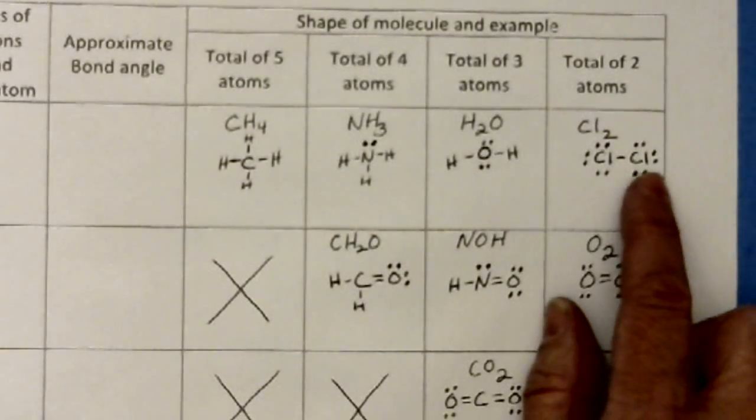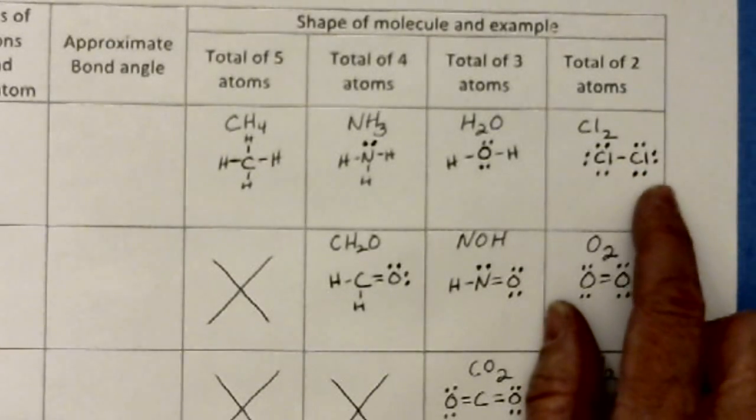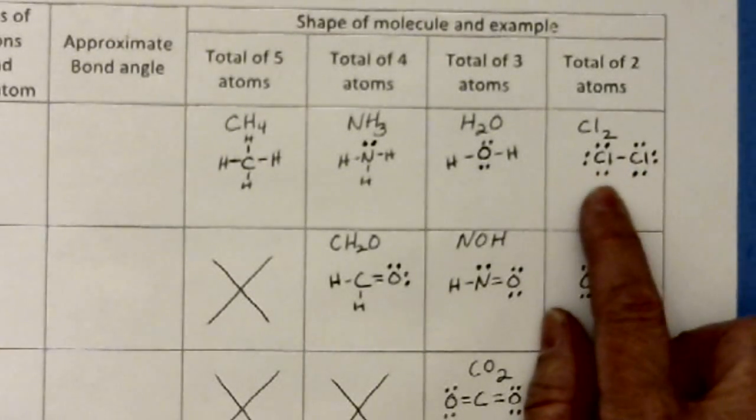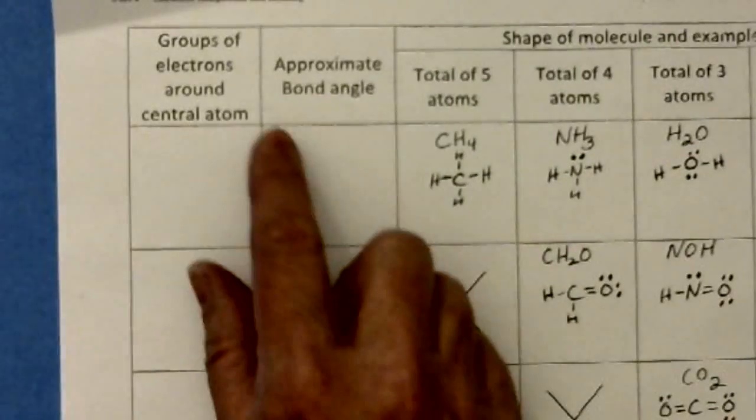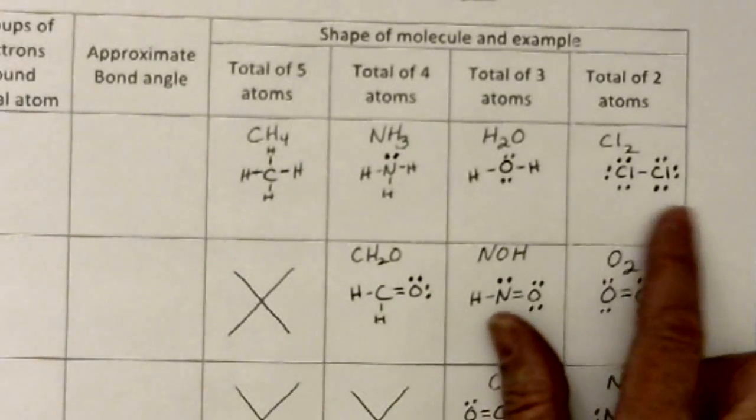Now, remember, chlorine here, though, doesn't have a middle to it. It's just two atoms. So that kind of doesn't apply groups around the central atom. There is no real central atom here.